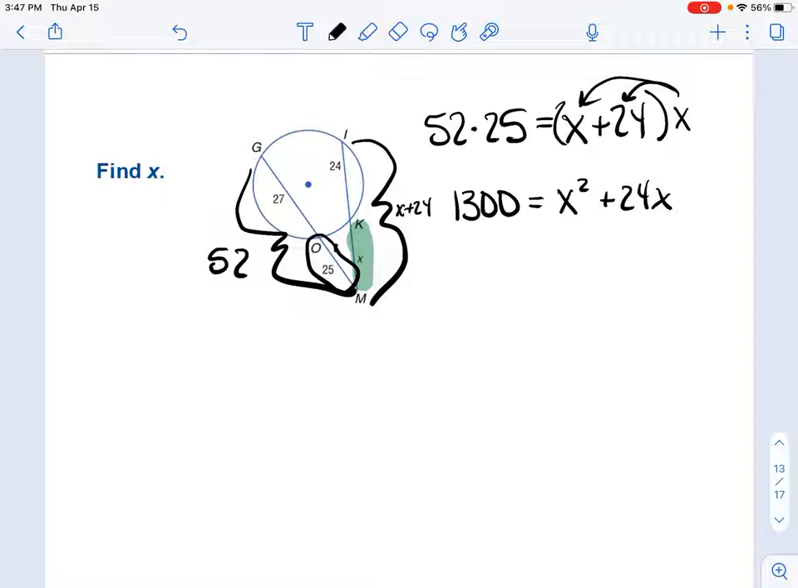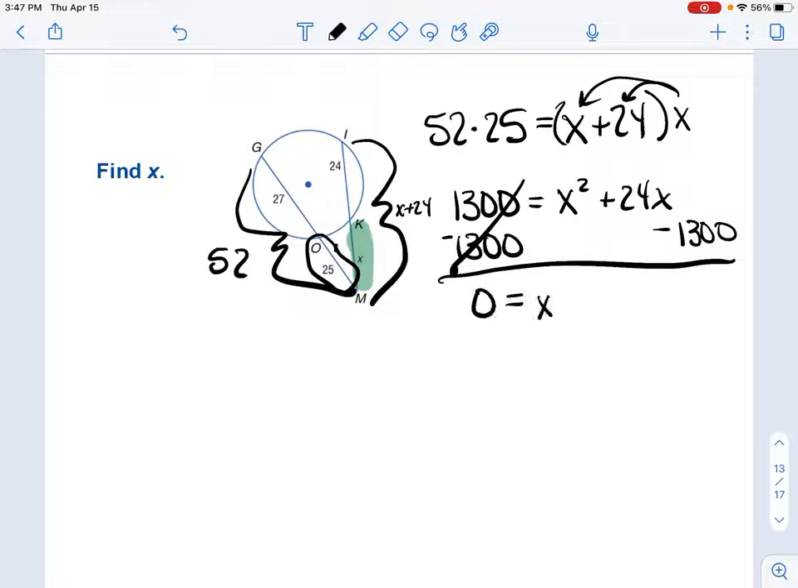You'll notice that this is not super easy to solve. It's actually one of our quadratics, so we're going to have to either factor or use the quadratic formula. But first things first, we have to make it equal 0, which is what I'm doing. So I will tell you that this is actually factorable.